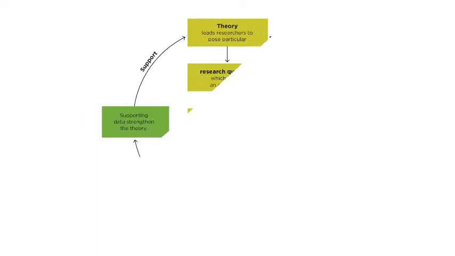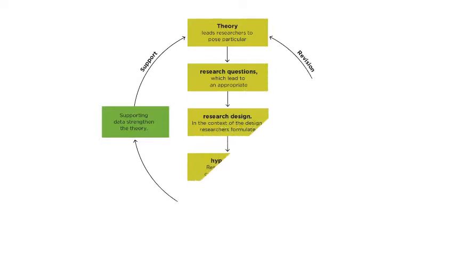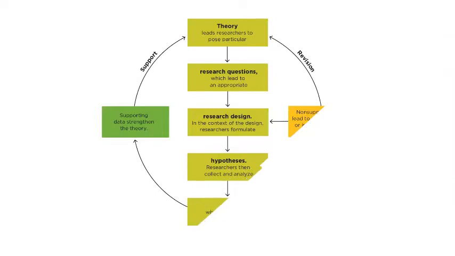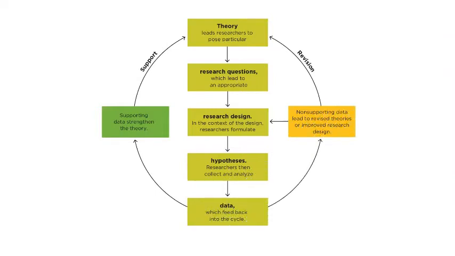The next slide shows the importance of theory in research. A theory guides the researcher in formulating or posing research questions that will lead to an appropriate research design, which leads to hypotheses that will test the theory, as well as the type of data that should be gathered. The data will confirm or disconfirm the theory. Data that does not support the theory or disconfirms the theory can lead to revised theories or an improved research design. Data that confirms the theory can strengthen the theory and provide more evidence for it. This is what you will call the theory-data cycle.